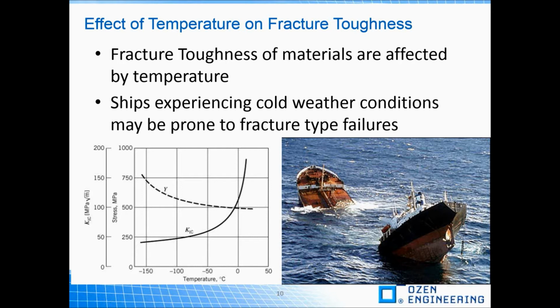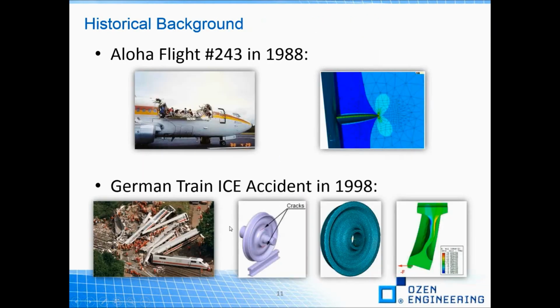A Cambridge University study revealed that ships in the North Atlantic were exposed to temperatures that could fall below a critical point when the mechanism of failure changed from ductile to brittle. As we see on the lower left-hand side here, the fracture toughness, the critical stress intensity factor, is a function of temperature really. So of course there were more accidents.